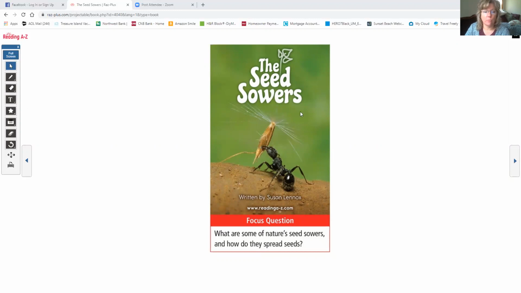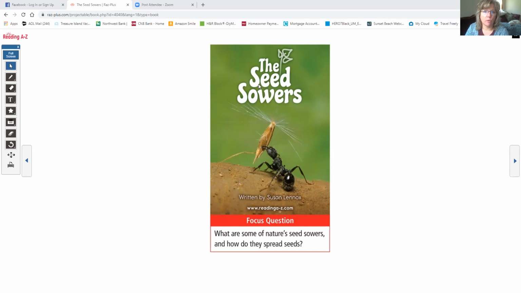I'm not going to read the whole book, but I would highly recommend that if you enjoy learning about some of the things in this book, you get on Raz Kids and finish the book yourself. There's also another book that you might like that's a fiction book called Harold and the Hungry Plant that is on Raz Kids. So let's take a peek inside.